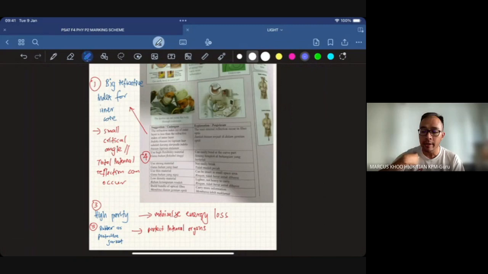If not, then you just jot down lah. Okay, page 54 lah. Okay, if you have the black book, it's on page 54.